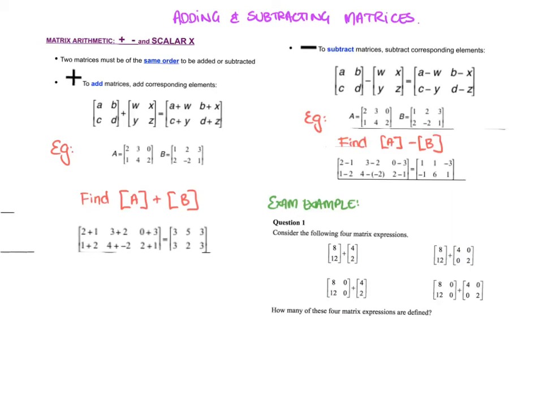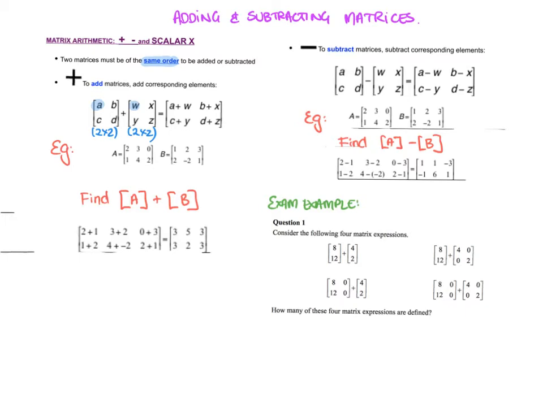Okay, adding and subtracting matrices. You can only add and subtract matrices if they have the same order. So if the order, this one, you can see it's a 2 by 2, and that one's also a 2 by 2. What happens is you add the same spot in the matrix.